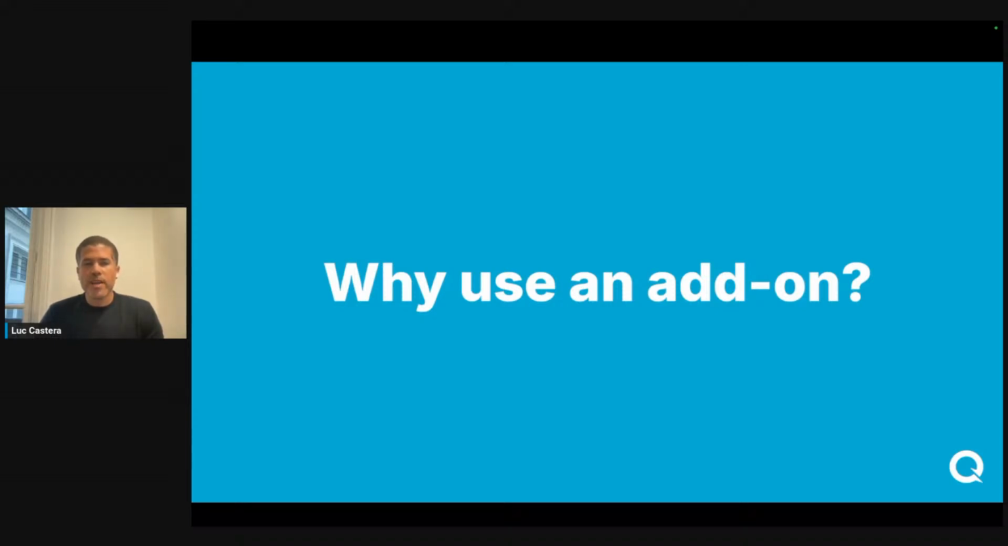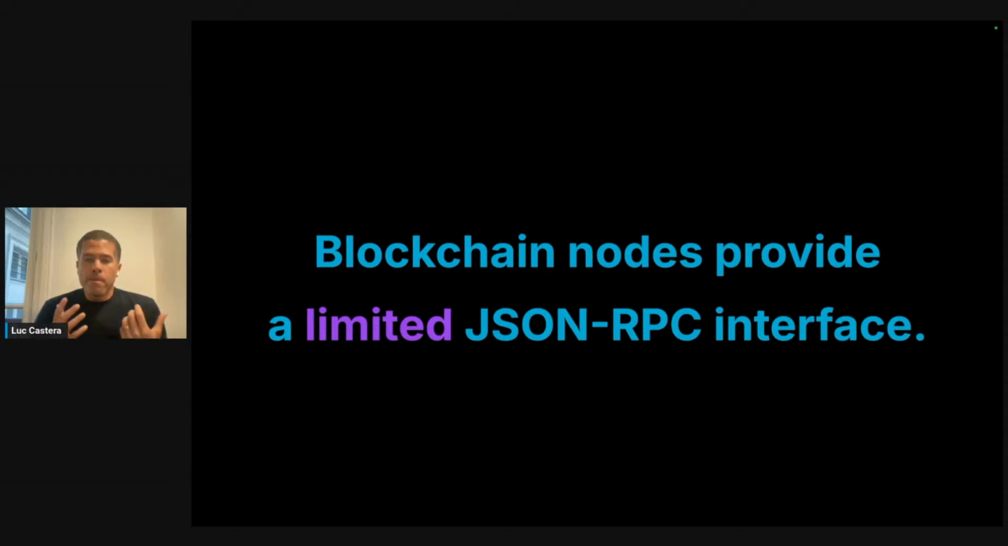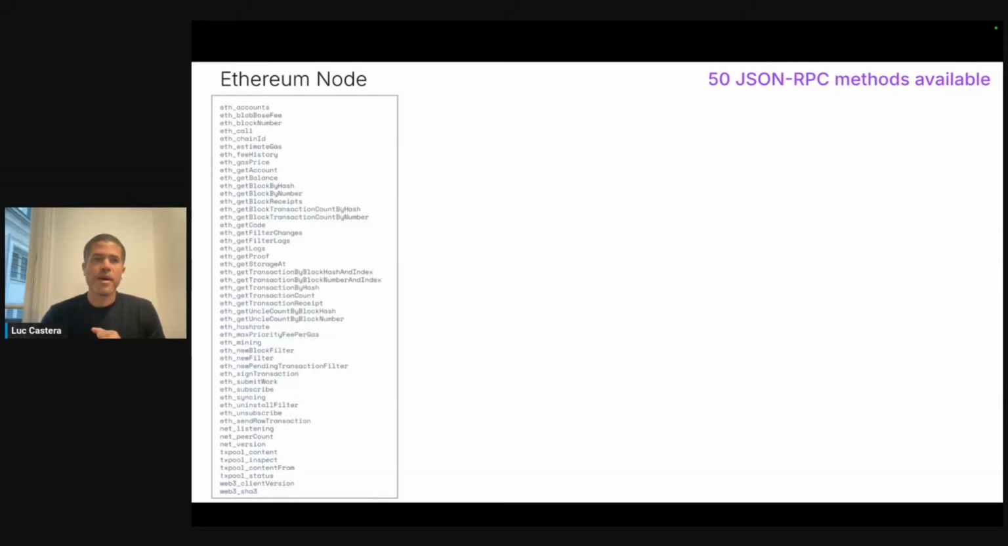And this can be in the form of additional JSON RPC methods, or they can be in the form of REST APIs. We also have add-ons that provide user interfaces that you can interact with. But I won't talk about these much today because most of the add-ons on the list that are available for the hackathon are JSON RPC add-ons. So why would someone want to use one of these add-ons? Blockchain nodes provide a limited JSON RPC interface. I believe if you install most EVM node clients, by default, they come with about 50 JSON RPC methods that you can call.